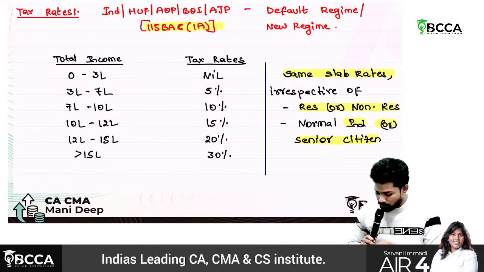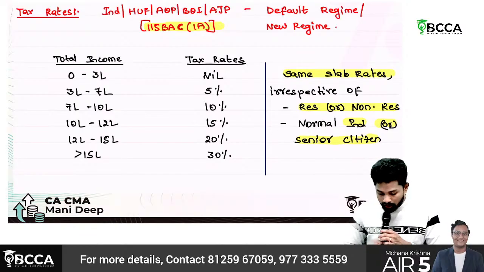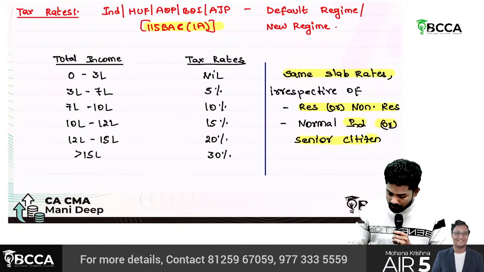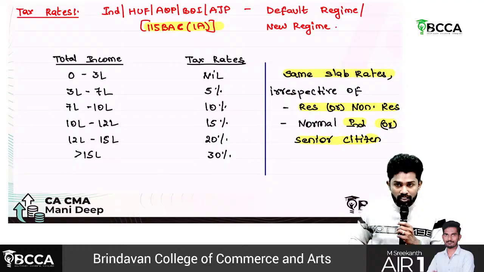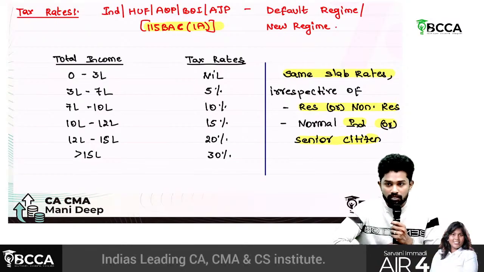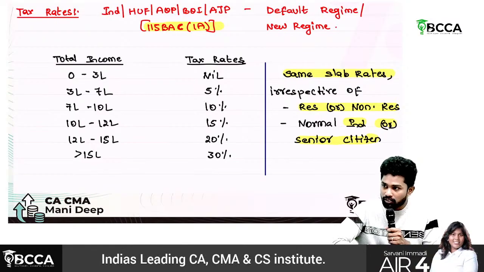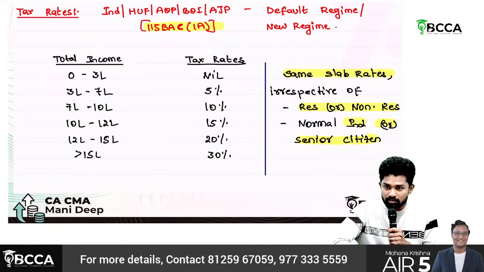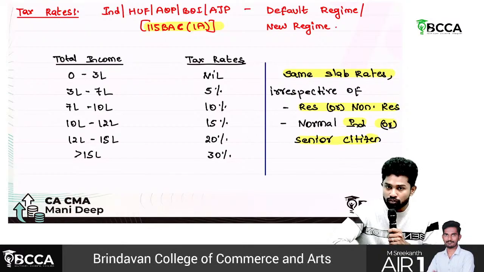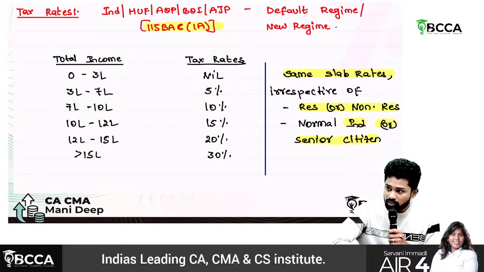We are first discussing the default regime. Under the default regime, what are the tax rates applicable? 0 to 3 lakhs, the tax rate is nil. 3 to 7 lakhs, 5%. 7 to 10 lakhs, 10%. 10 to 12 lakhs, 15%. 12 to 15 lakhs, 20%. In excess of 15 lakhs, 30%.